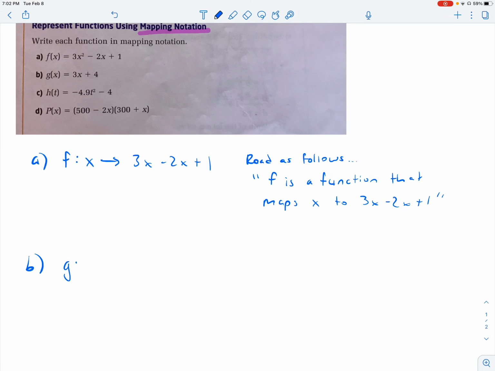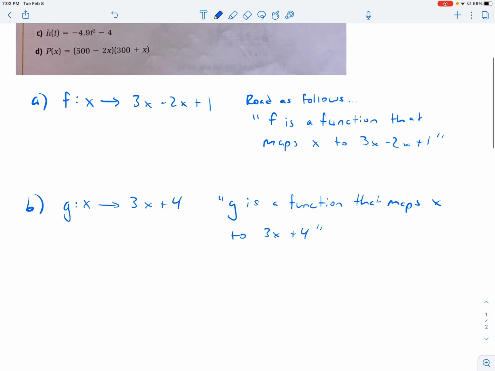So we'll have g is a function that maps x to the equation 3x plus 4. Okay, so we would say g is a function that maps x to 3x plus 4. Okay, let's do this next one here.